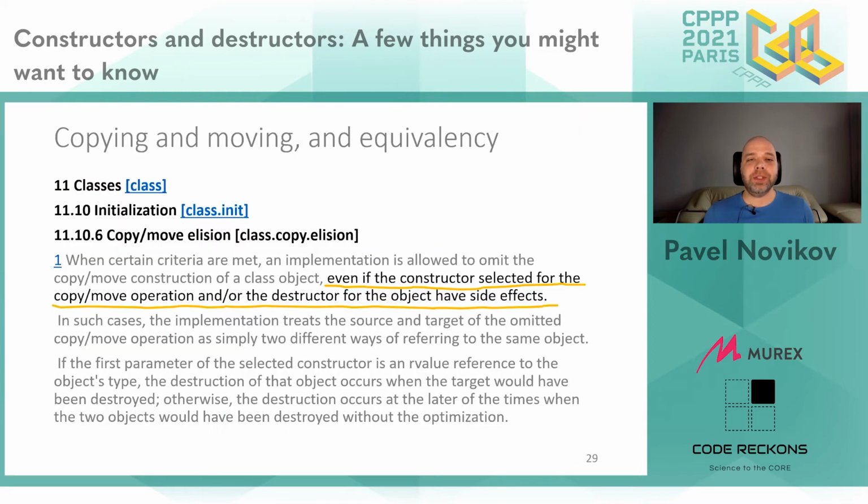The standard says that the copy operation can be elided even if the copy or move operation has side effects. And the compiler treats these virtual objects like identical or equivalent objects. Basically, it treats them as two ways to refer to the same object. So the takeaway from this is you don't want to have side effects in constructors and move operations that you have to rely on, because they can be elided, and you will lose that effect, and it will probably break your program.